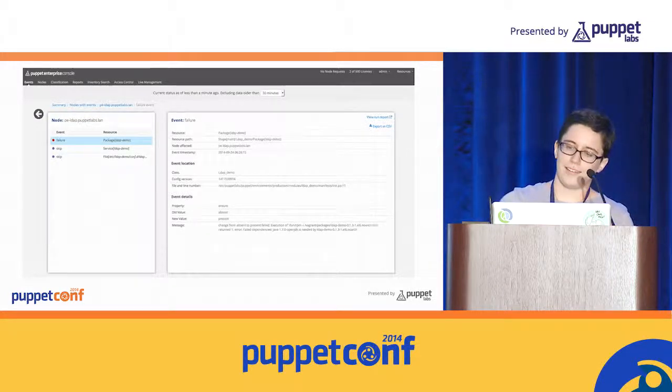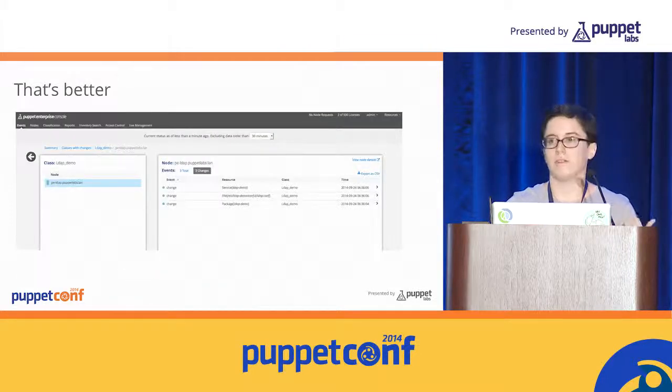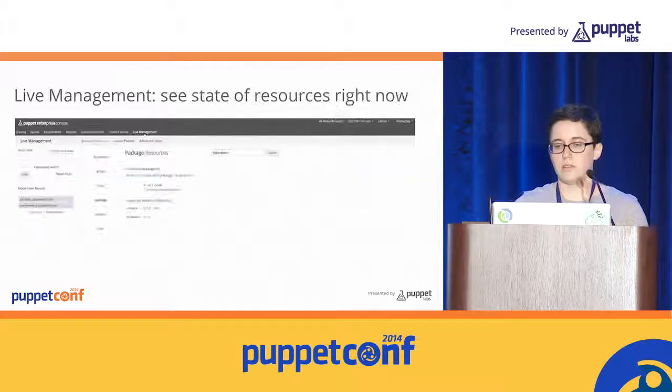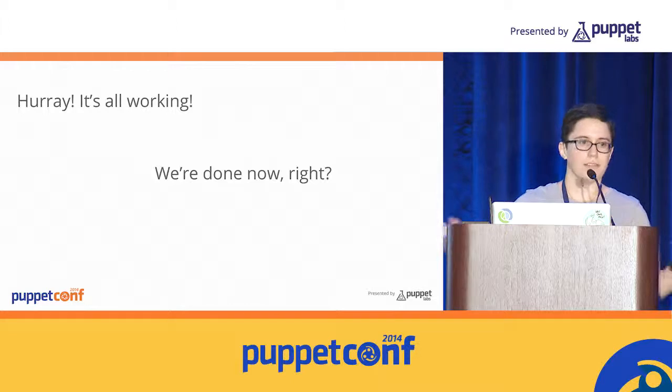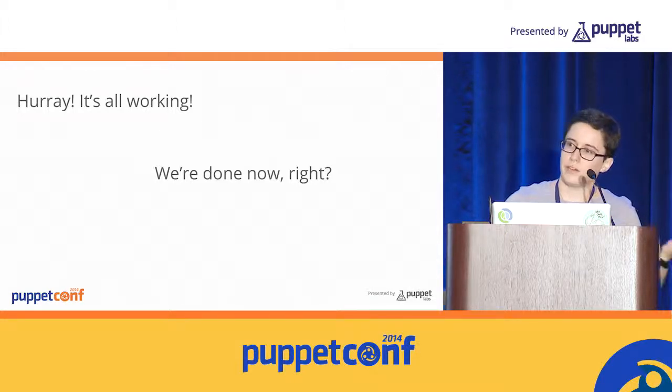Then I ran Puppet again and looked at Event Inspector. That's much better. I've got 3 change events. It's what I expected. Each of these has now been created. Everything should be running. And I can go and use Live Management, and I can, again, query the state of my system right now. And so I look for an LDAP demo package, and it shows up on my p-LDAP node. Yay. Hooray. It's all working, so we're done. We can go home, right?